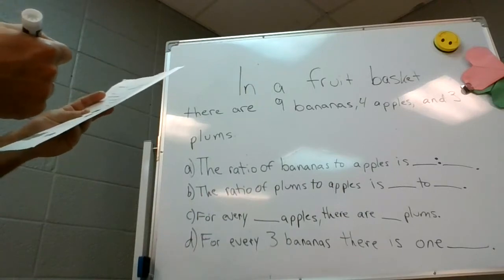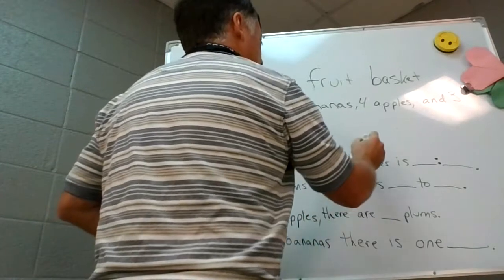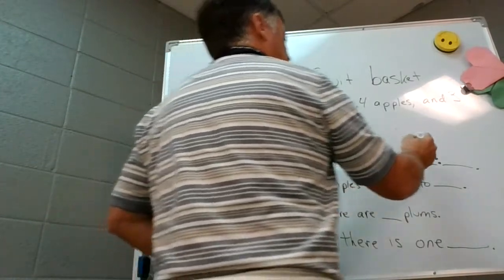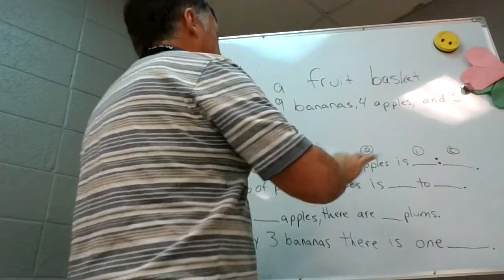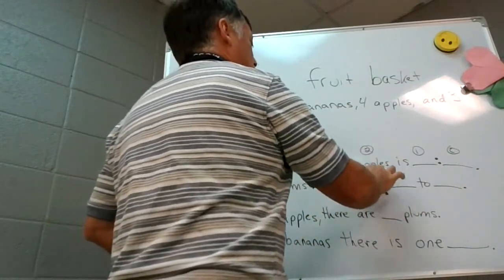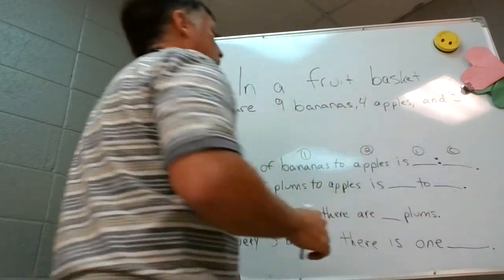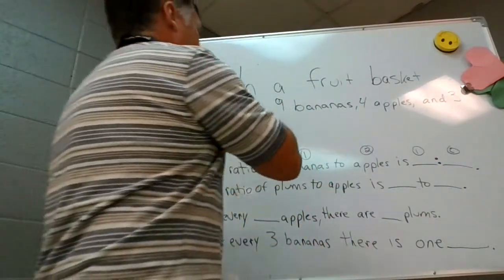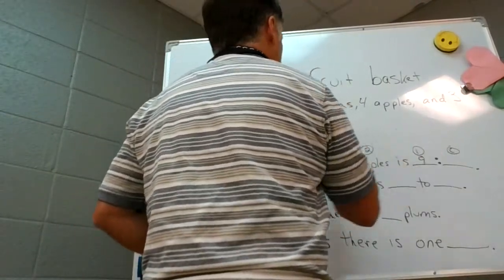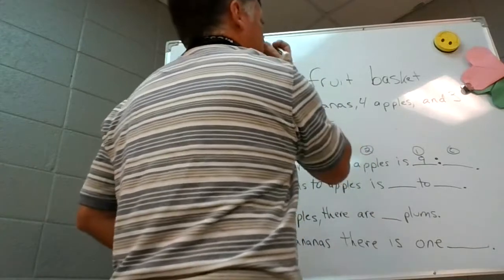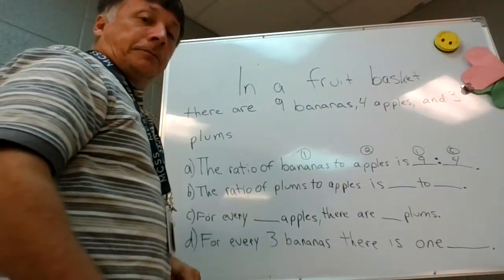The ratio of bananas to apples is, so you see how bananas comes first, apples is second. Same thing over here. I apologize. Bananas is first, apples is second. Here, bananas should go first, apples second. So, there's 9 bananas. Bananas comes first, they ask us first. Apples come second. How many apples are there? There are 4. Okay? 9 to 4.